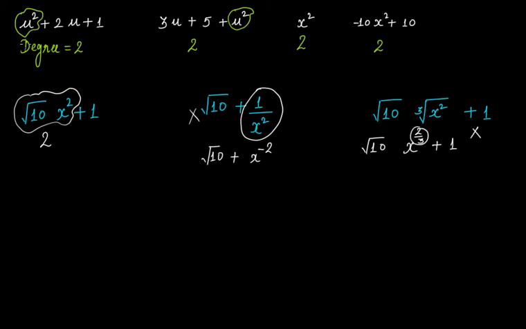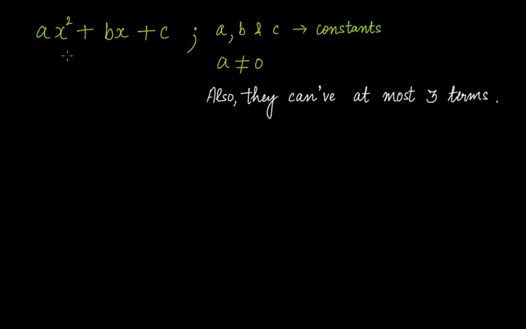So now we know what we mean by a quadratic polynomial. In general, a quadratic polynomial can be represented as ax squared plus bx plus c, where a, b and c are constants, but a cannot be equal to 0. b can be 0, c can be 0, but a cannot be equal to 0. Let's find out why, and let's find out that a, b and c are constants.